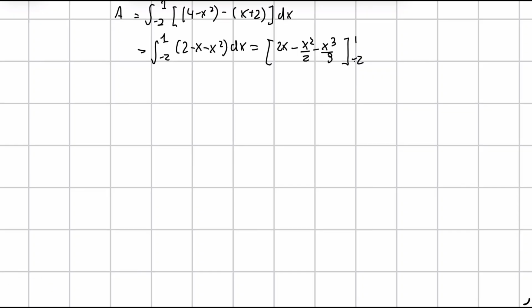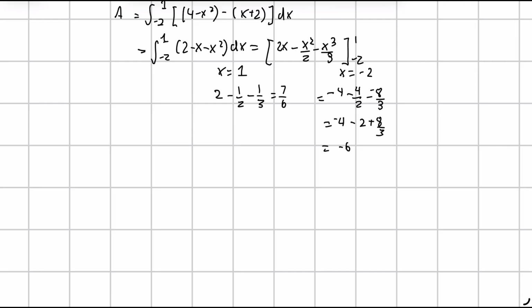So then we're going to do negative 2 in the front first. If x is equal to 1, we're going to have 2 minus 1/2 minus 1 over 3, which is equal to 7 over 6. And then when x is equal to negative 2, we have negative 4 minus 4 over 2 minus negative 8 over 3. So this is equal to negative 4 minus 2 plus 8 over 3, and this is equal to negative 6 plus 8 over 3, which is negative 10 over 3.